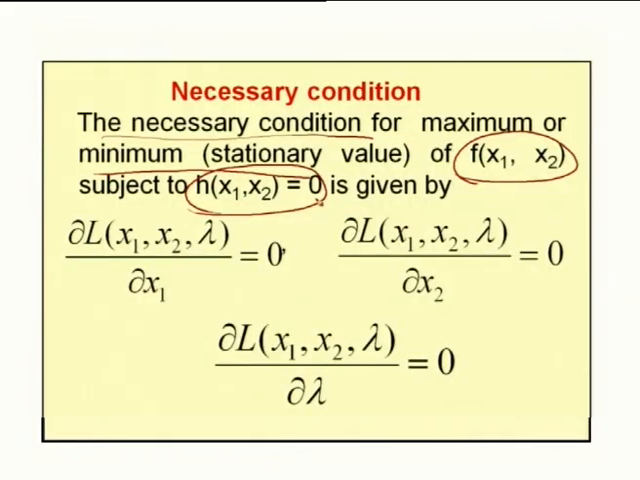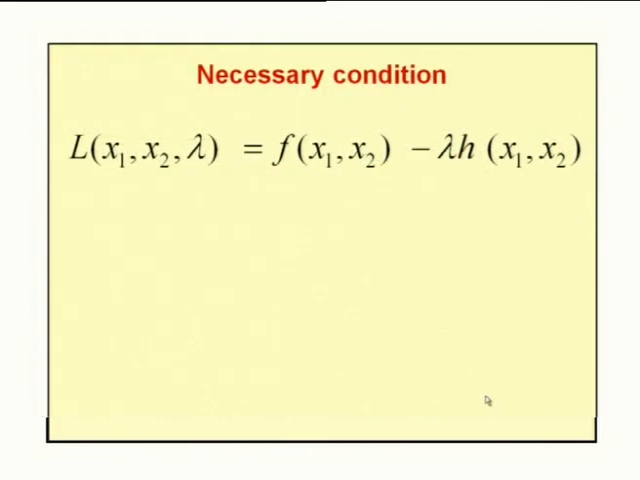Now, this necessary condition can be rewritten in the following form. So, for a given NLPP, our Lagrangian function is this one, L of x1, x2, lambda equal to f of x1, x2 minus lambda into h of x1, x2.